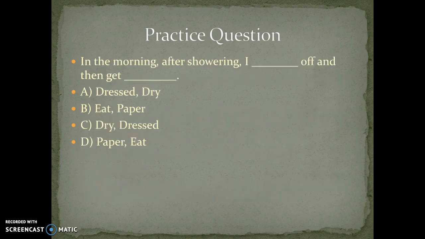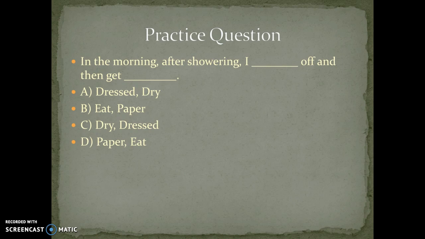All right, this is a good one because it shows, one, determining an answer. You can determine it sometimes based on the wording. What makes sense if I were to place the answer choices? So we're going to do that here. In the morning after showering, I ate, dressed, off. No, that does not make sense. In the morning after showering, I eat off. No, that also does not make sense. In the morning after showering, I dry off. That does make sense. And then get dressed also makes sense. So now, after placing the answers into the question, I have been able to determine what makes the most sense.